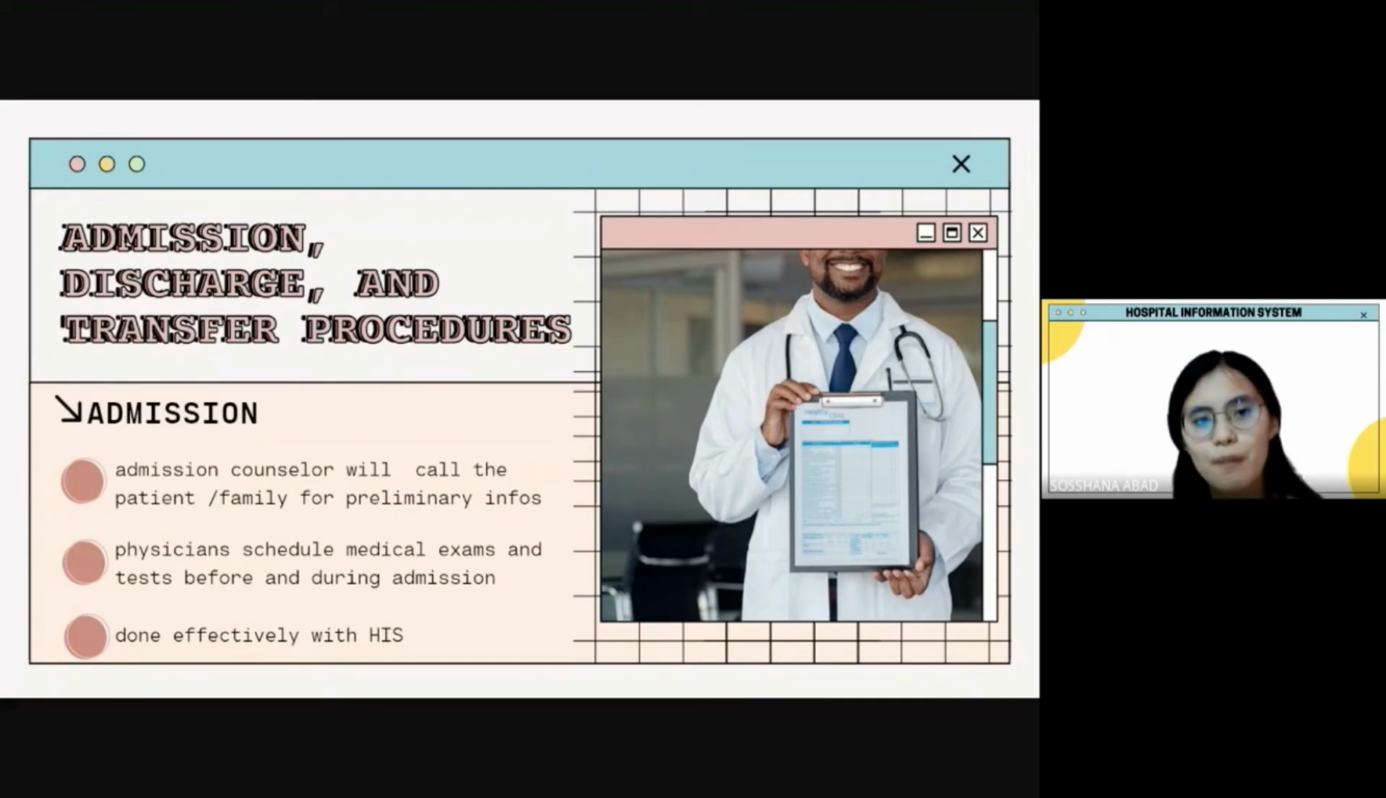Of course, with the help of HIS, the admission process will be more effective because just like what we talked about before, HIS ensures the safety of the gathered data, and the data gathering procedure is less hassle and more systematic. And to add, the tests that will be conducted depend on the patient's condition and of course the decision of the physician.